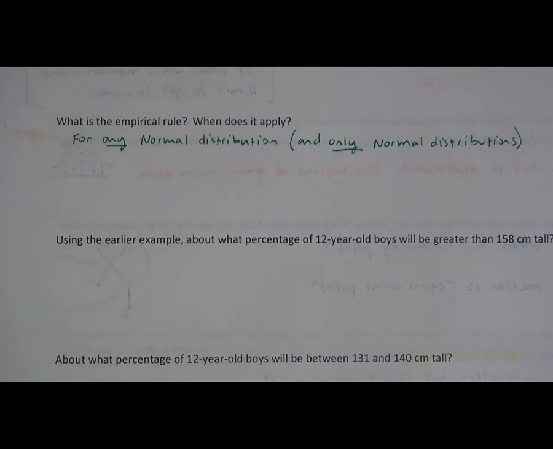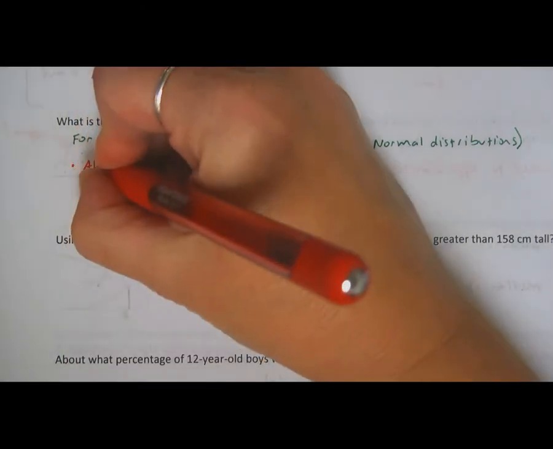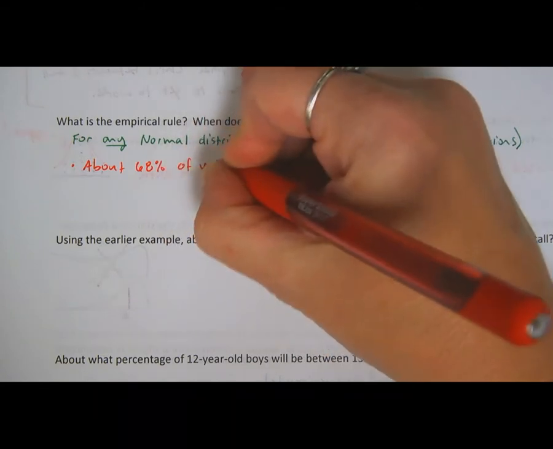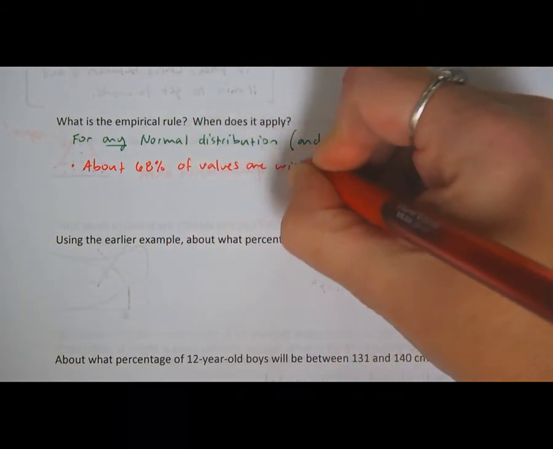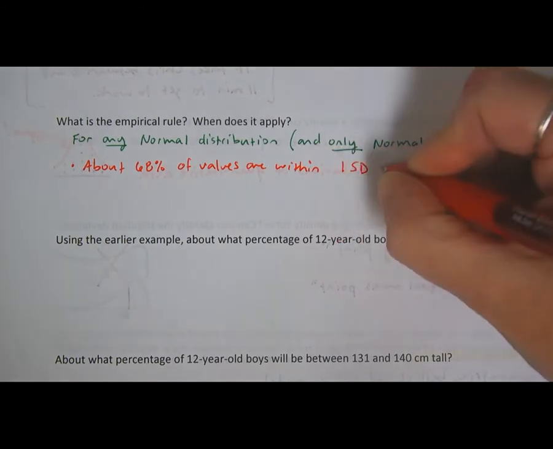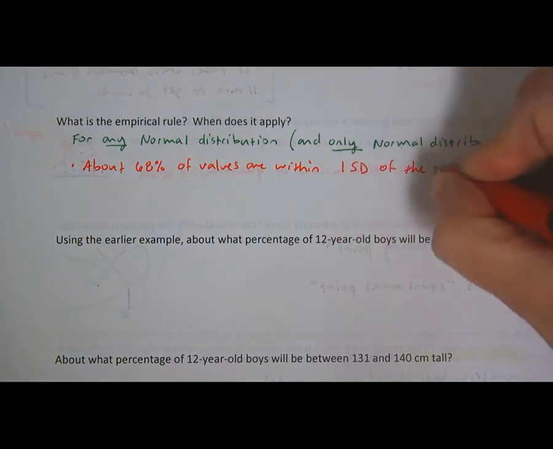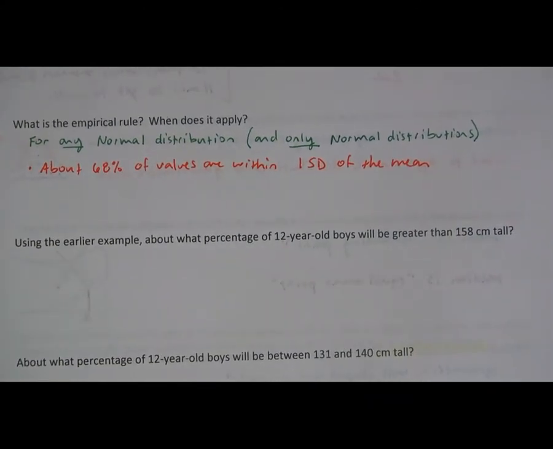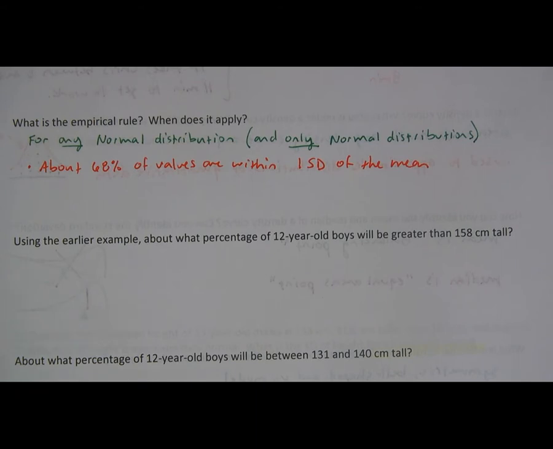What is it? There are 3 bullet points. So make sure you give yourself enough room. 1, 2, 3 parts to this. The first one is about 68% of values are within 1 standard deviation of the mean. About 68% of values. That's that blue region that he showed you on the video. 1 standard deviation to the left, 1 to the right, shading it in, 68%.